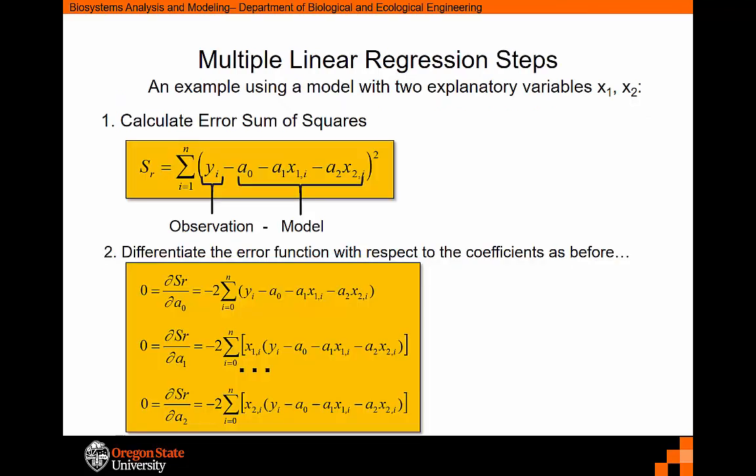As before, we calculate an error sum of squares by summing the square of the differences between our observations and our model predictions for those observations, then differentiating the result with respect to each model parameter and setting the results to 0 to generate the normal equations. Here we show what this would look like for a model with two explanatory variables. As before, if you don't follow all the details of the math, that's okay, but you should be able to follow the general concepts expressed in the math.